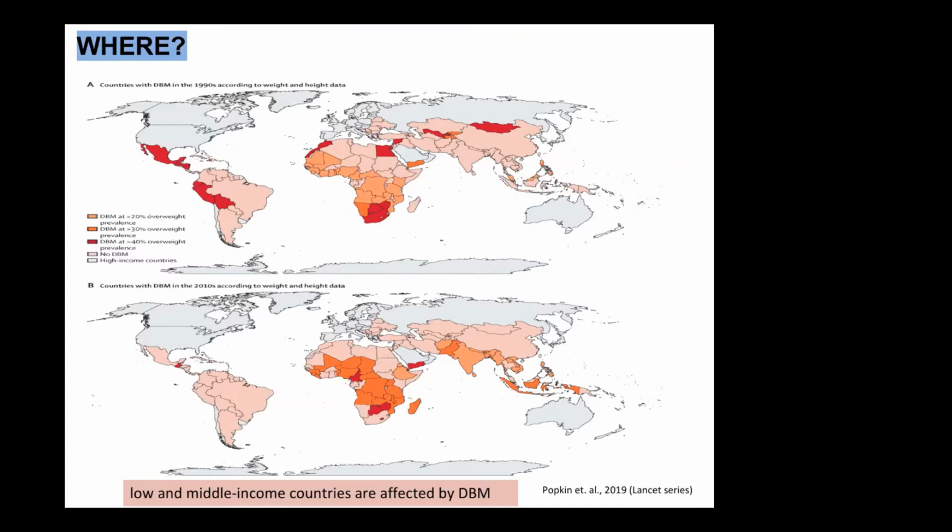So what I mean to say is now there is the shift, this transition in the double burden. Those countries in lower and middle income that were not having this double burden before are now, the prevalence is very high in these countries.